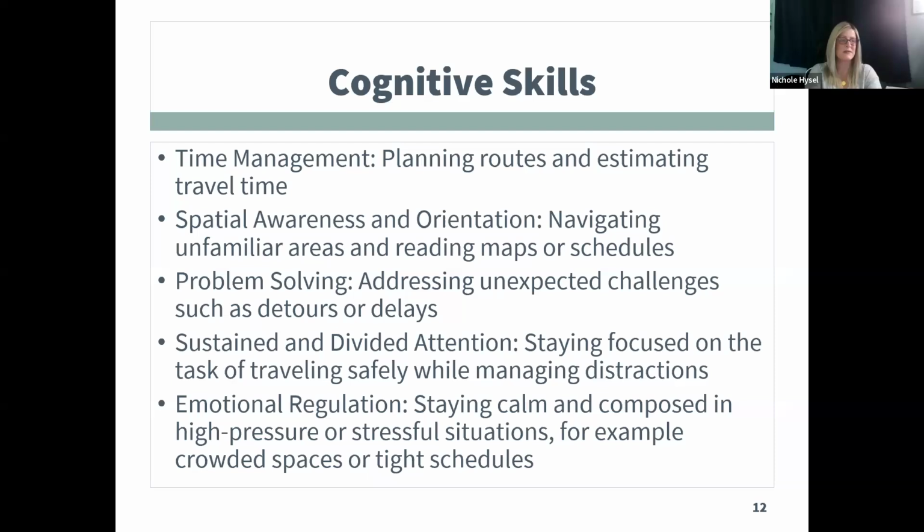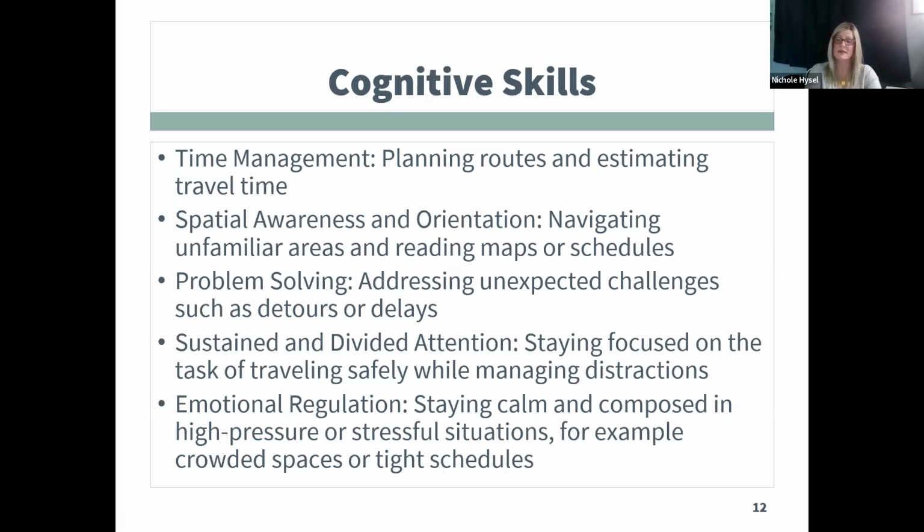Cognitive skills. Cognitive skills include time management, so managing those routes, whether you're riding the bus or taking a car, and estimating the amount of time it might take you to get somewhere, which can be a pretty complex task. I know in my work, I have to plan routes to various communities frequently, and that takes a lot of planning. Using technology to figure out how long it takes to get somewhere, sometimes reading maps, spatial awareness and orientation, navigating in unfamiliar places, and reading maps or schedules.